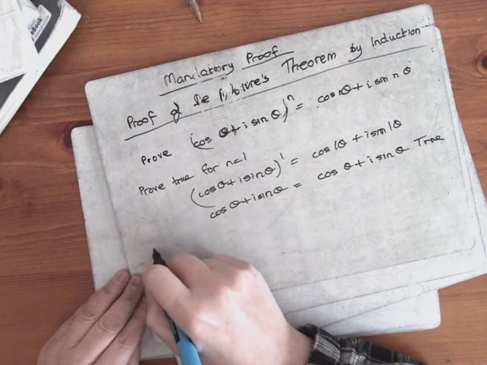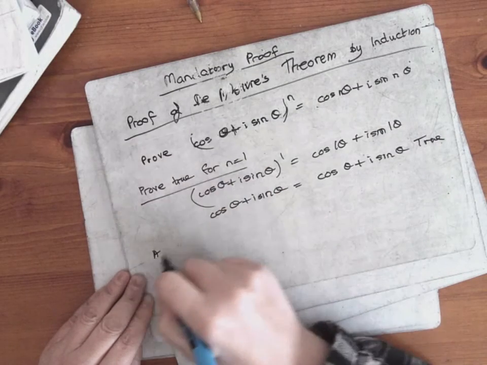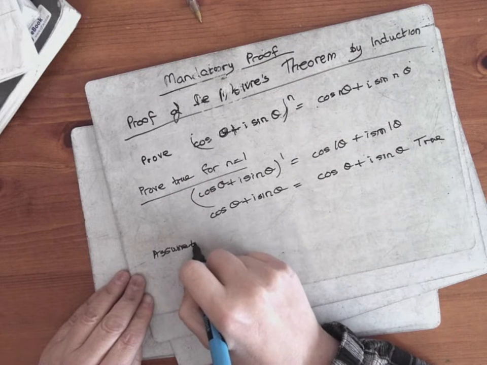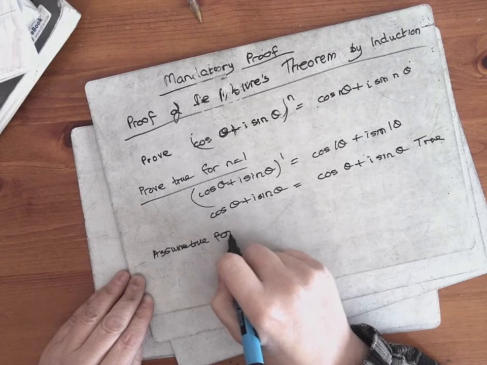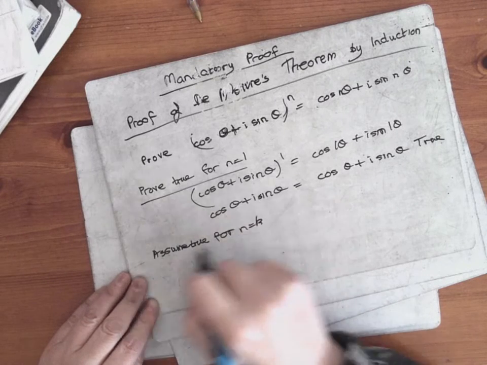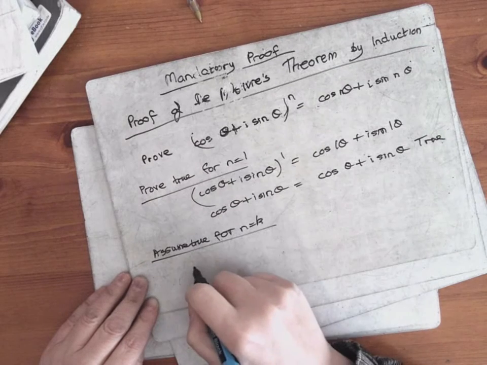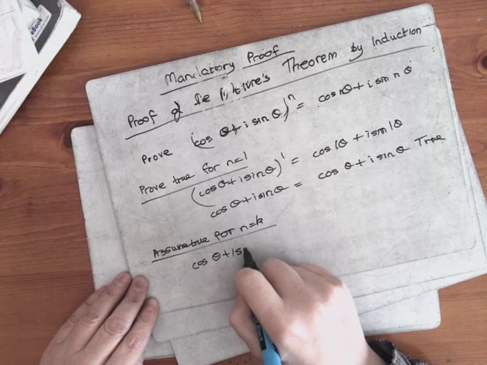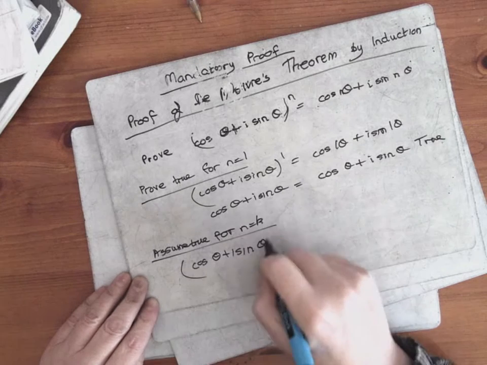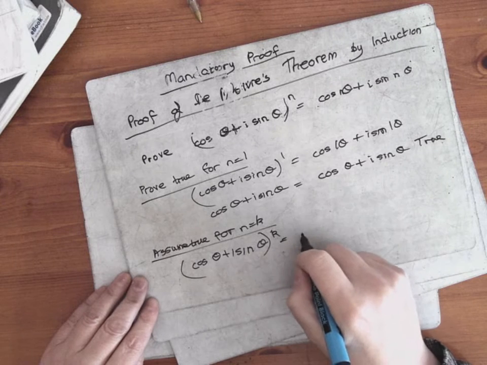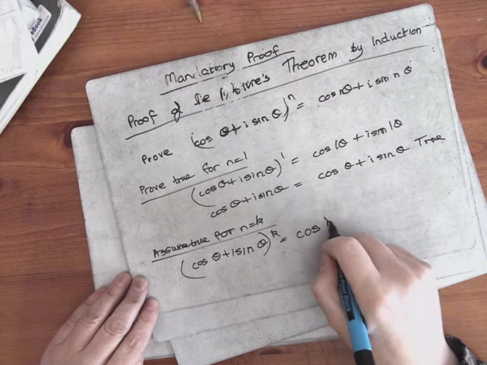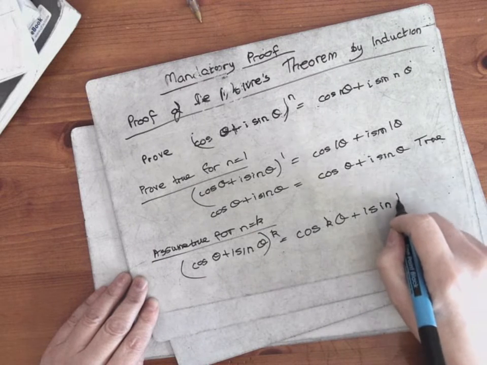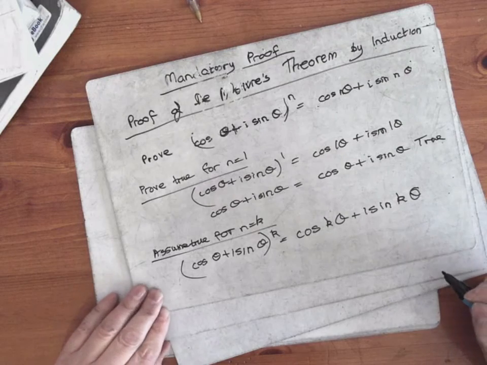Next, we're going to assume it's true for n equals k. So everywhere I see an n, I'm going to put in a k. So cos of theta plus i sine theta all to the power of k is equal to cos of k theta plus i sine k theta. So this is a fact.